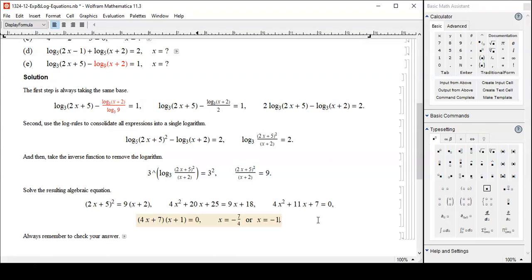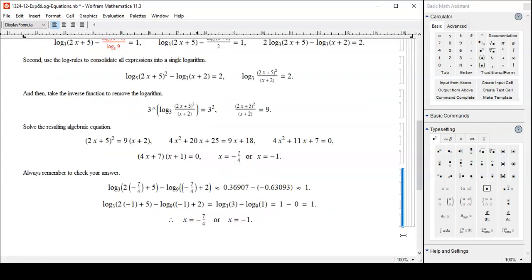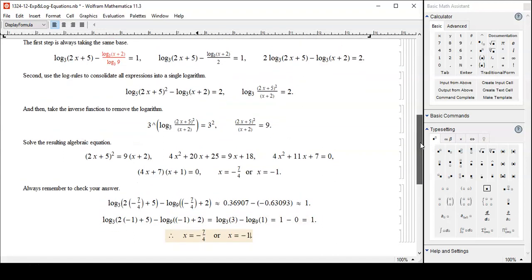What do you get if you check both? X equal to negative 1 looks okay. Negative 2 plus 5, that's positive 3. Negative 1 plus 2, that's going to be okay. How about negative 7/4? Negative 14 over 4 plus 5. Looks like that's okay. Negative 7 over 4 plus 2 is 1/4. That looks okay too. Yep. Both will work out, so we have 2 solutions. Nothing extraneous in this case.